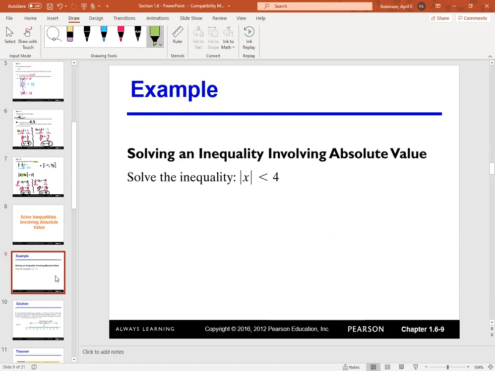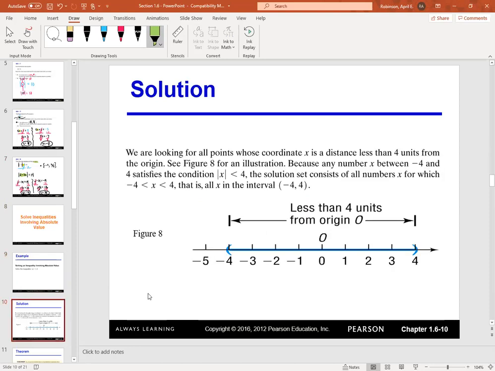Solve an inequality involving absolute value. They want you to solve this one. It says the absolute value of x is less than 4. And here is their solution. We are looking for all points whose coordinate x is a distance less than 4 units. Absolute value is actually a distance.